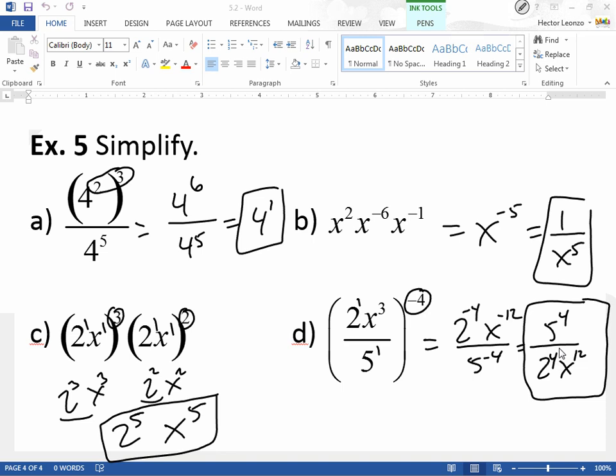Your instructions sometimes will even remind you, we might say simplify, and then there might be something like your answer should contain only positive exponents. So that's just a little reminder. All right, so this is section 5.2.